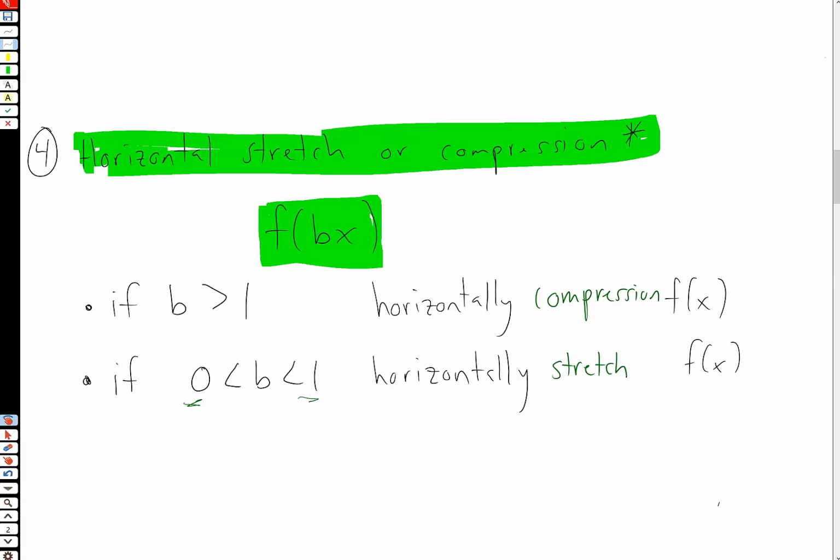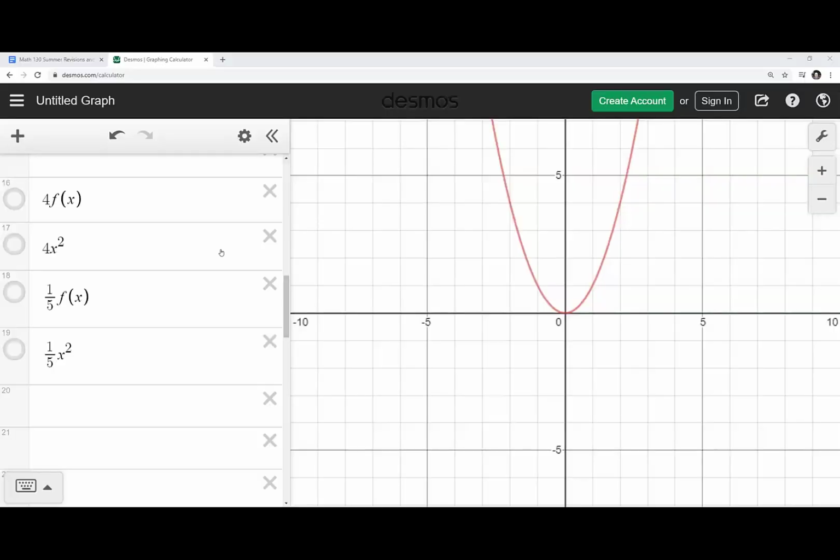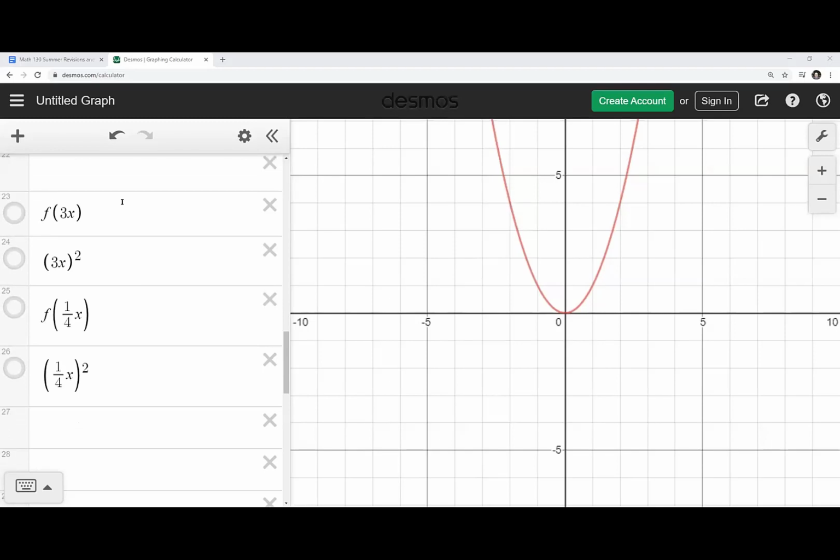Let's go back to Desmos. So notice in our first example here, we have f of 3x. So we're multiplying our input by a number that's bigger than 1. And notice what's happening to our graph. Imagine we're taking our function and smushing it horizontally now. So imagine taking a slinky and pushing it horizontally. And notice what happened to our function. It got smushed. And again, here's our algebraic notation for that.